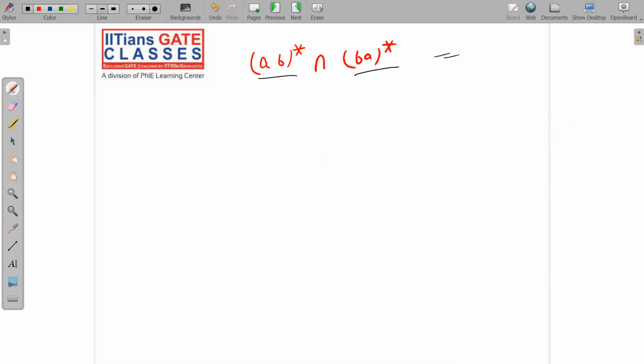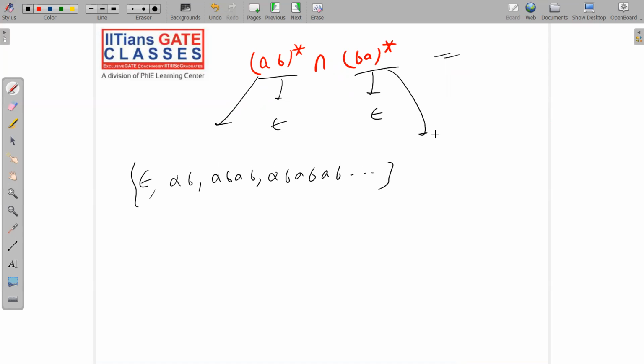Next, (AB) star intersection (BA) star. What will be the answer? Null is common. Now let's expand: (AB) star gives null, AB, then AB two times, AB three times, and so on. (BA) star gives null, then BA, then BA two times, BA three times, and so on. So what is the common part? Only null. That's it.